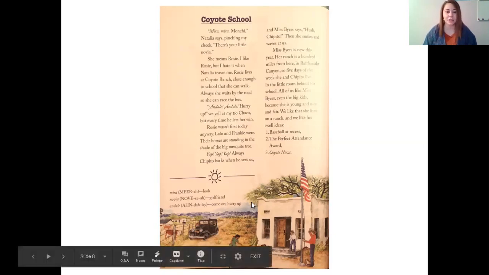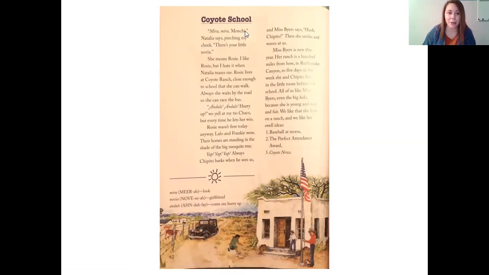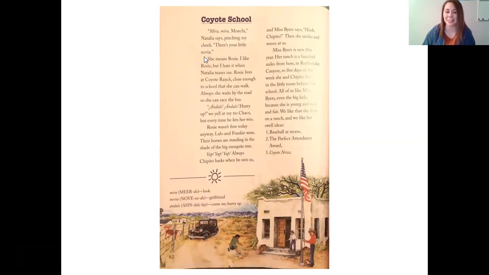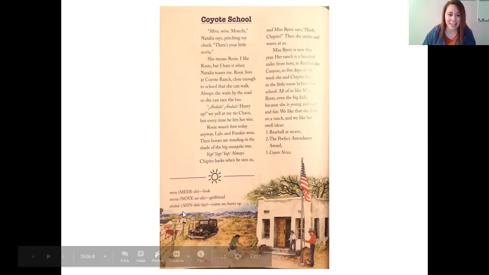And again, some of these words, we have mira, which means look. So when it says mira, mira, Monchi, she's saying look, look. Then we have novia, that means a girlfriend. So she says, there's your little novia. So she's kind of teasing him. And then we have andale, which means come on, hurry up.